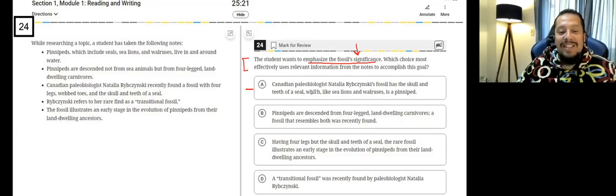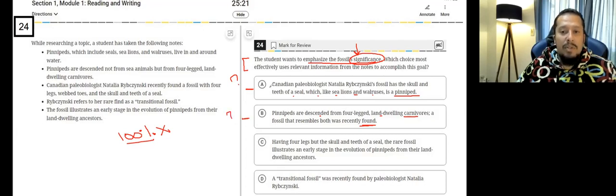Rybczynski's fossil has the skull and teeth of a seal, which, like sea lions and walruses, is a pinniped. Well, I mean, where's the significance, right? I don't know, maybe. And it's okay not to know. You don't need to know the answer from the first check-through. What you're doing is eliminating answers that you know are 100% incorrect. Pinnipeds are descended from 4-legged land-dwelling carnivores. A fossil that resembles both was recently found. Okay, we need significance. We need, why is this important?